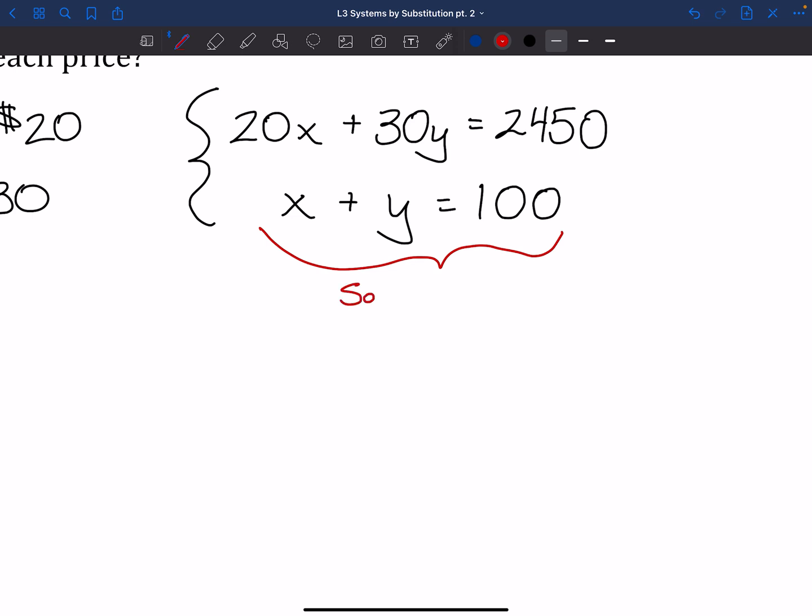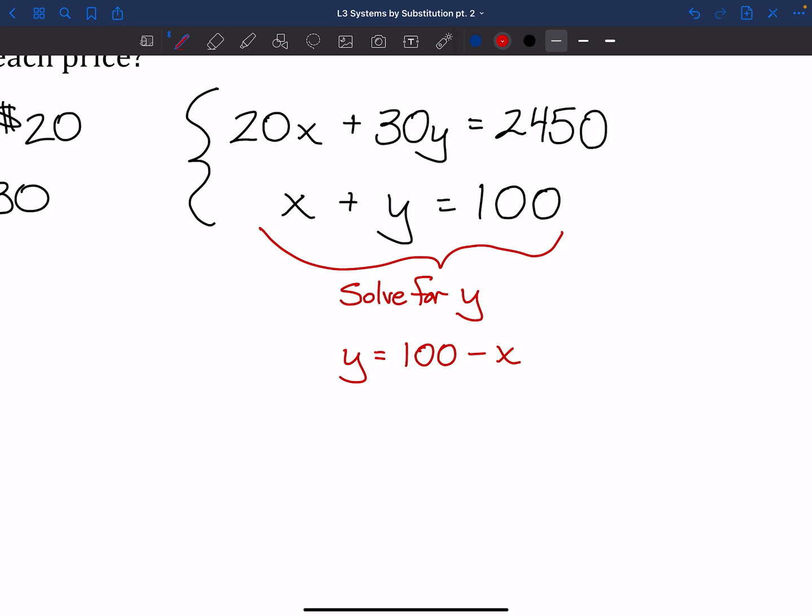So what we're going to do is solve for Y. In order to get that Y by itself, I don't need to do too much. I just need to subtract that X to the other side. So when I do that, I can say that this is the same thing as Y equals 100 minus X. So I haven't changed the equation too much. I haven't changed any of the numbers or what it equals out to be.